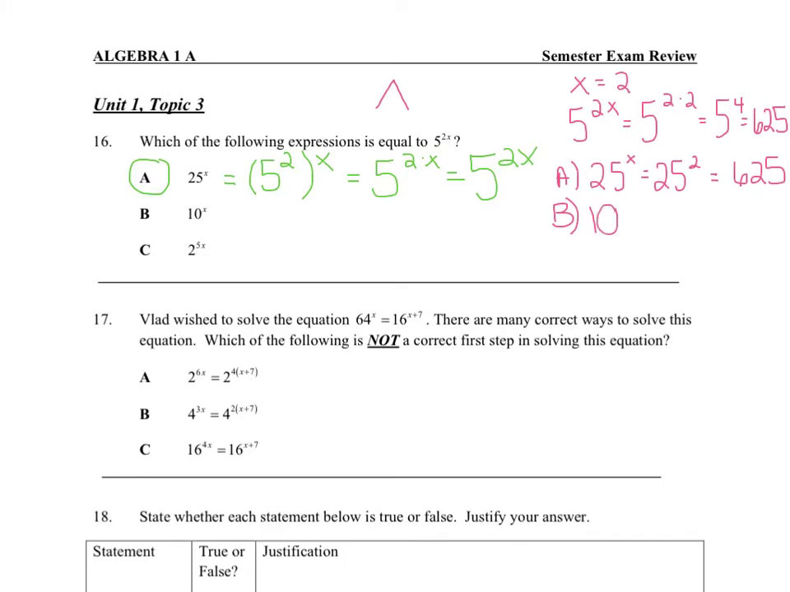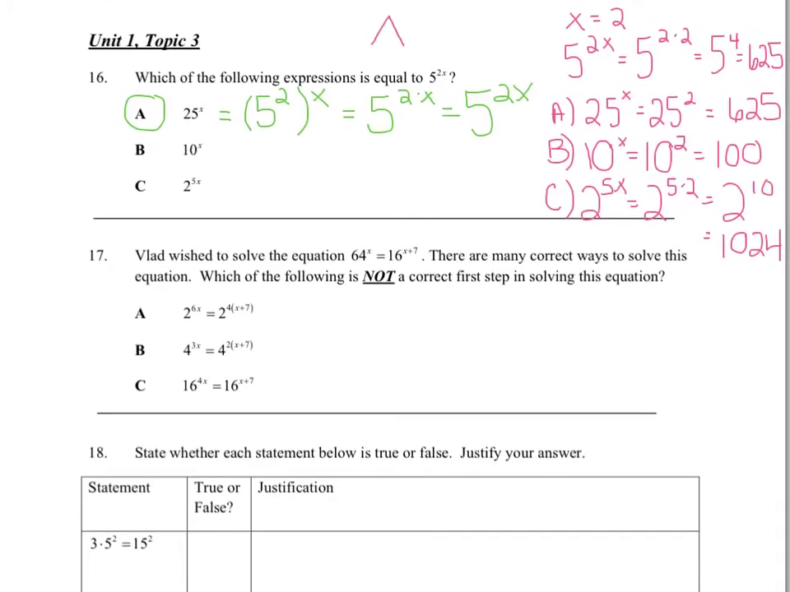So 10 to the power of x is 10 to the power of 2. And we know that 10 times 10 is 100. So we know that B doesn't work. Same thing with C. 2 to the 5x power is 2 to the 5 times 2, which is 2 to the 10th. That's 2 times 2 times 2, 10 times. And if you use your calculator, you'll see that you get 1,024, which is also not equal to 625. So again, our answer is A.